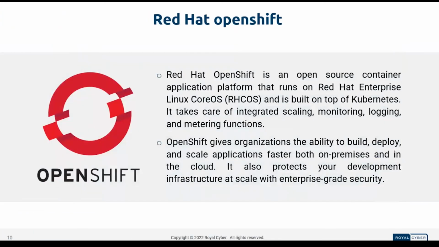Moving to OpenShift. Red Hat OpenShift is an open source container application platform that runs on Red Hat Enterprise Linux CoreOS and is built on top of Kubernetes. It takes care of integrated scaling, monitoring, logging, and metering functions. It also gives organizations the ability to build, deploy, and scale applications faster.